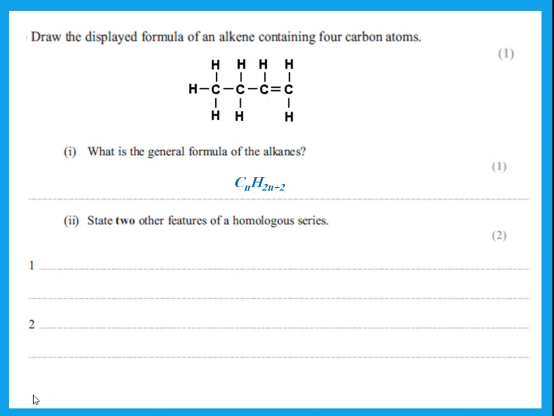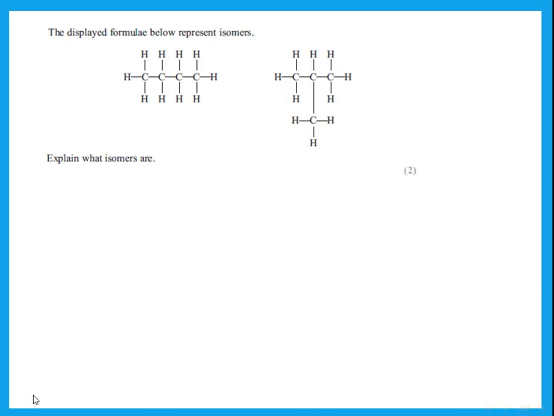State 2 other features of a homologous series. So we said members of the same homologous series have the same general formula and the same what? The same functional group and same chemical properties. These are the 3 properties of members of a homologous series: same general formula, same functional group, same chemical properties.